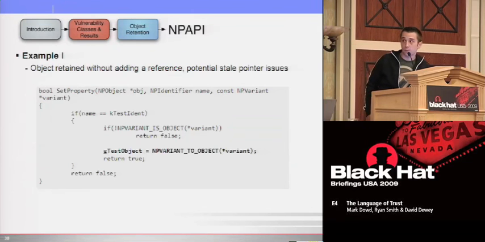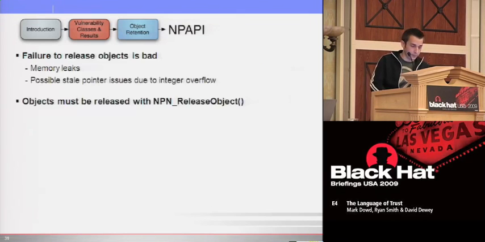So in this example, the problem that's highlighted is the object is retained, but there's no added reference. This is bad because it could get freed too early and the memory pointer will be stale. Also, failure to release objects is bad, leading to memory leaks like we said before, and possible stale pointer issues.